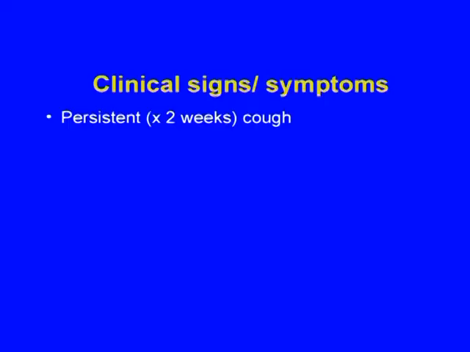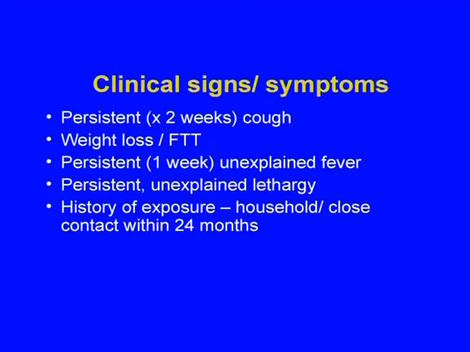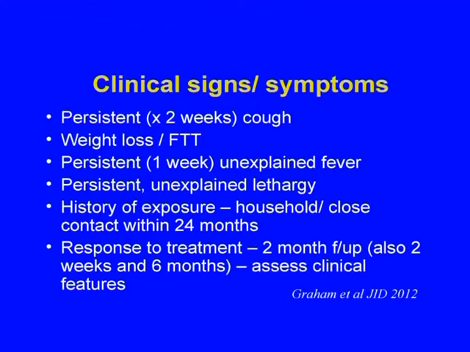But let's look at the clinical signs and symptoms that they're suggesting to use. Again, chronic cough, weight loss and failure to thrive, persistent fever, persistent lethargy. History of exposure, I think we'd all agree with, a household contact, but within 24 months, a very long period, and a response to treatment as measured by a two-month follow-up period. Now, I've already showed you that these chronic symptoms probably do not bear up.